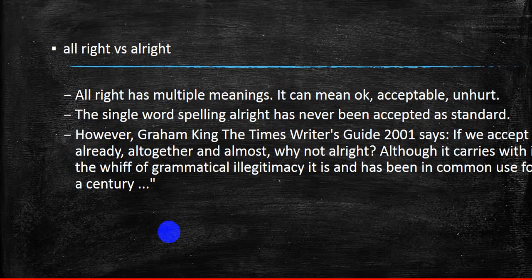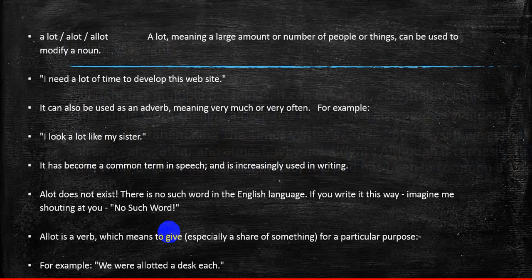All right versus alright. It has many meanings. It can mean okay, acceptable, or unhurt. The single word spelling is actually not accepted as standard, but that's the funny thing about English. Words from being used often gain traction and become acceptable. So we see how Graham King, the Times Writer's Guide for 2001, says that it's being used so often that it's actually become acceptable.